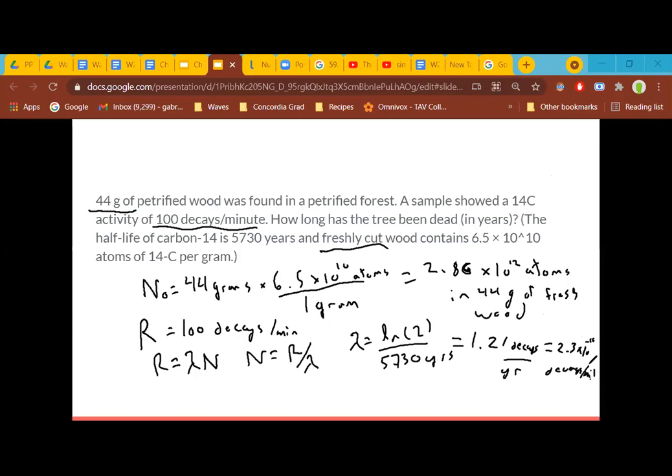And the reason why I went in decays per minute is because my current decay rate is in decays per minute. So the number I have is 100 decays per minute divided by a decay constant of 2.3 times 10 to the negative 10 per minute. 100 divided by that gives me 4.34 times 10 to the 11. That's right, 10 to the 11 atoms.